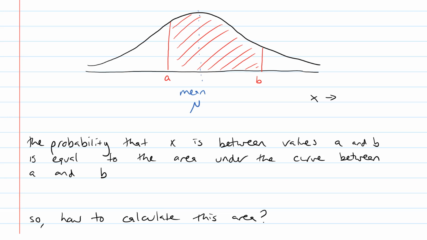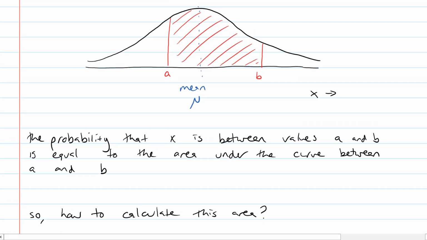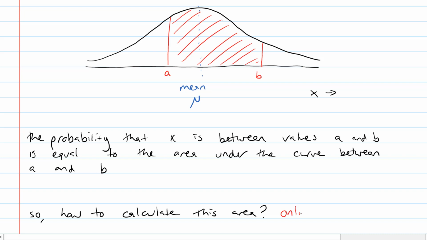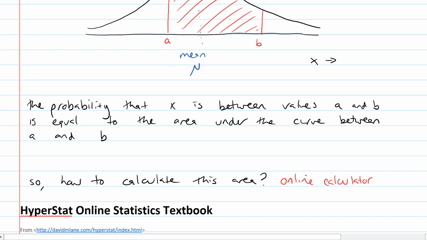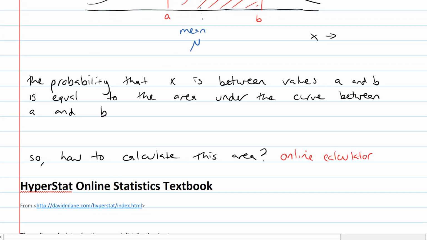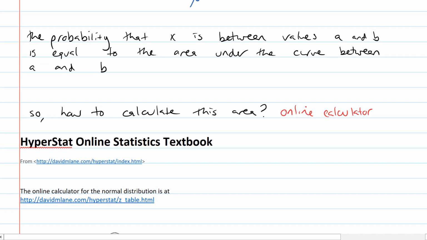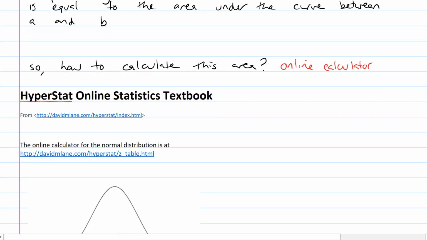For this version of the class, we're actually going to go ahead and use an online calculator. There are many out there. The one that I'm going to recommend is from the Hyperstat Online Statistics textbook at davidmlane.com. And I'll put a link in the description if I remember. The nice feature of this particular online calculator is it also does backwards areas, which we'll be using in section 5.4. So let's take a look at a screenshot for this online calculator and see what it is that we need.